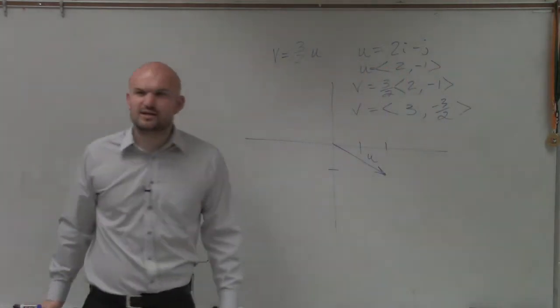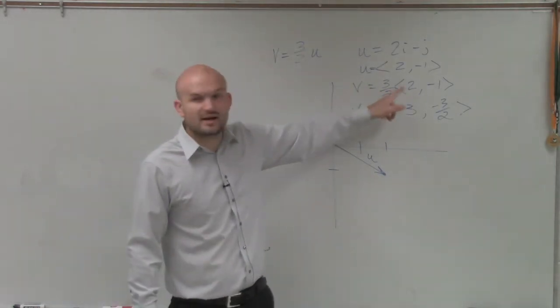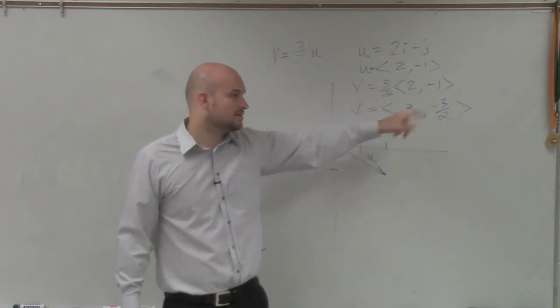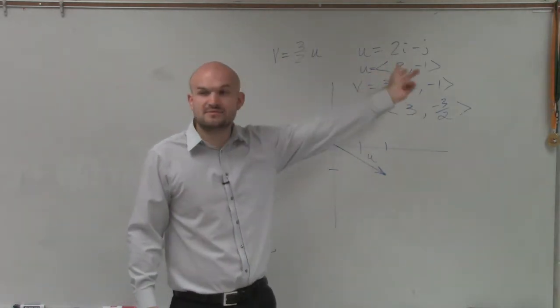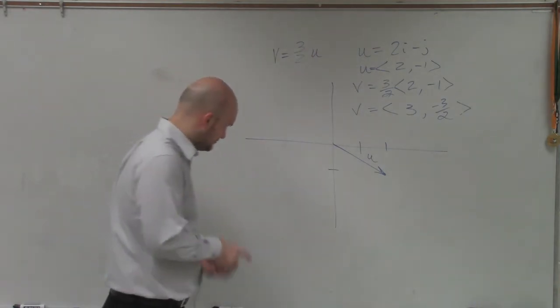Does everybody see what I did? I just multiplied the 3/2 times both of the terms. 3/2 times 2 is 3. 3/2 times -1 is -3/2. So now let's go and graph v.